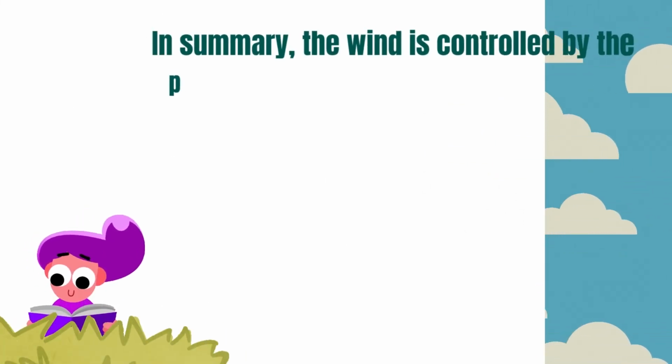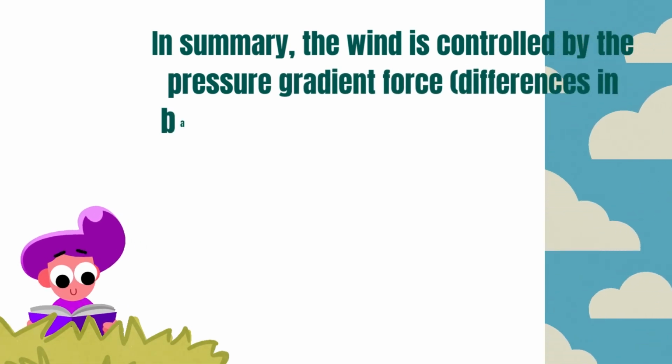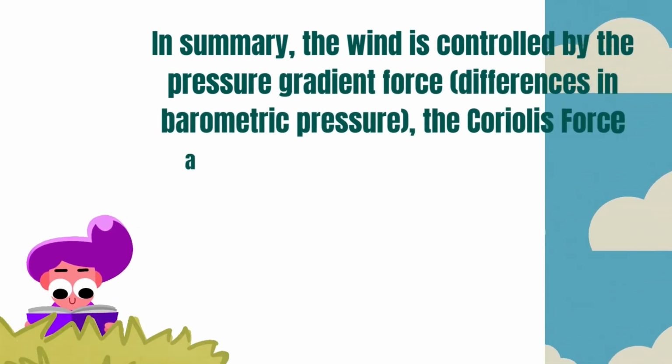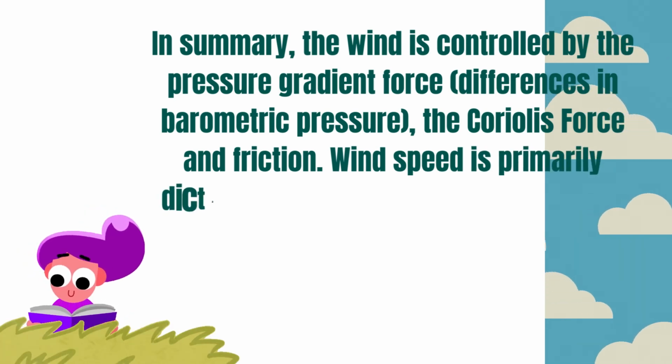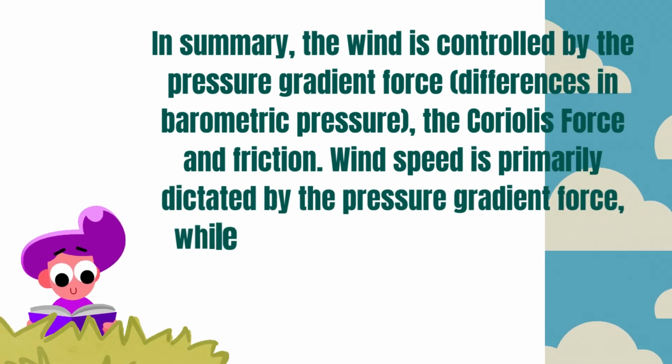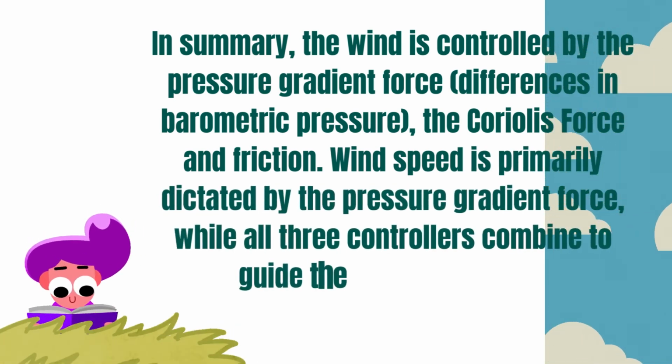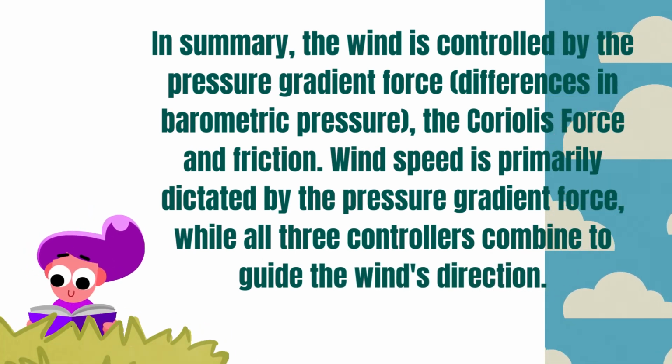In summary, the wind is controlled by the pressure gradient force, the Coriolis force, and friction. Wind speed is primarily dictated by the pressure gradient force, while all three controllers combine to guide the wind direction.